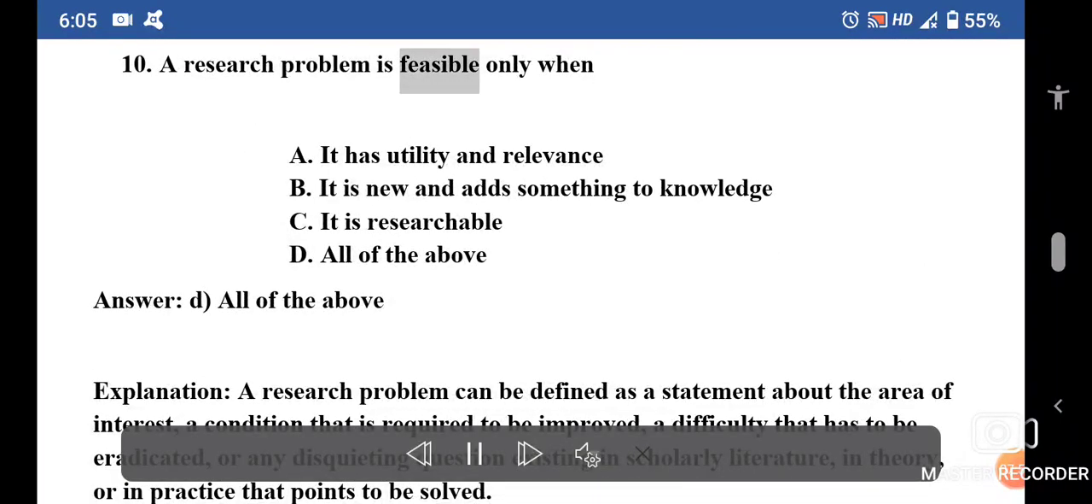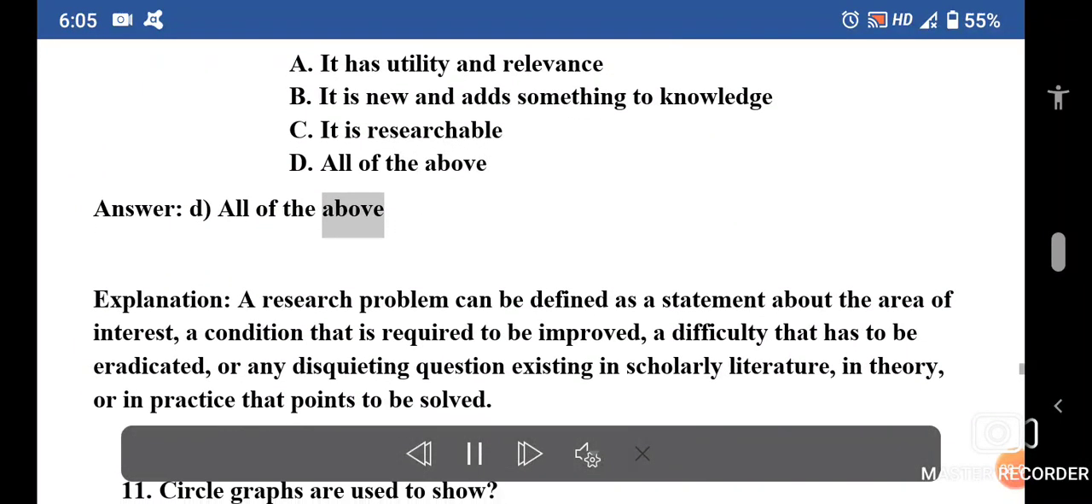A research problem is feasible only when it has utility and relevance. It is new and adds something to knowledge. It is researchable. All of the above. Answer D. All of the above.